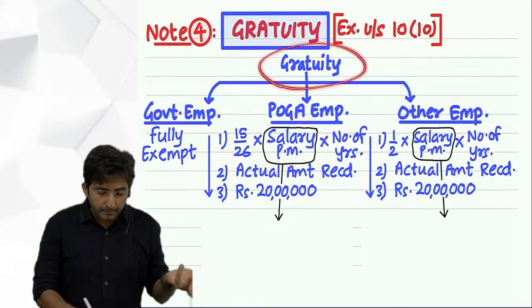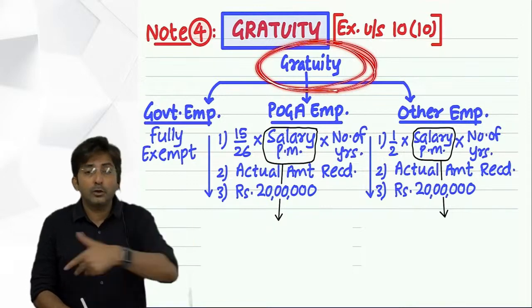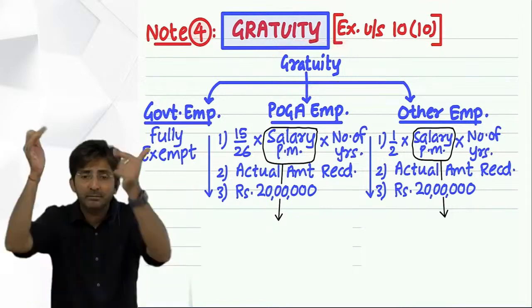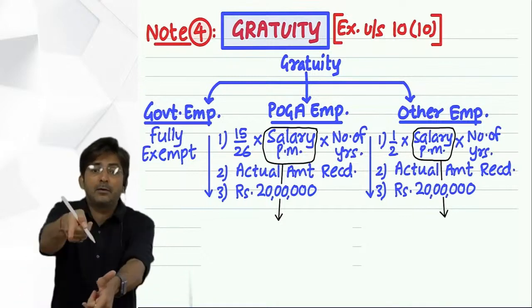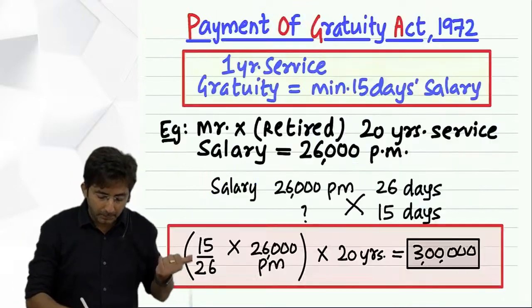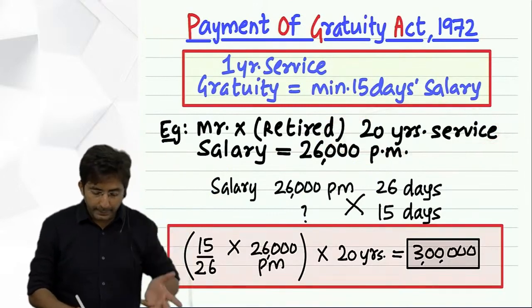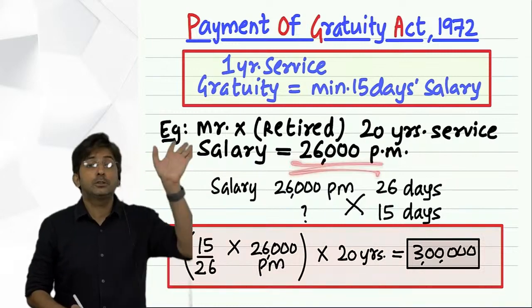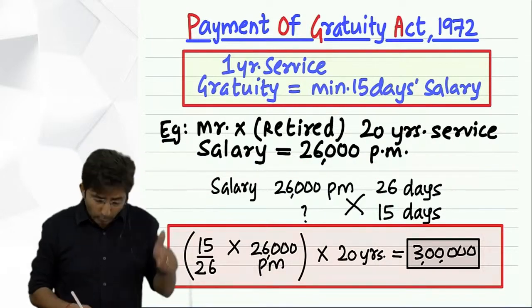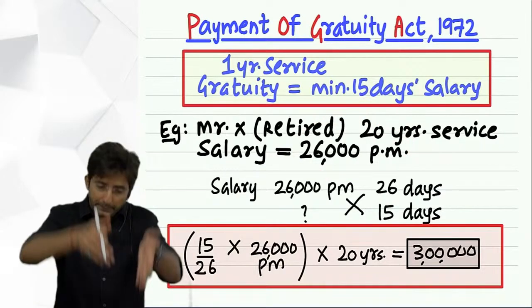See, the gratuity matter arises at the time of retirement, and throughout your service your salary kept changing. So which salary should be taken as the base? The latest, at the time of retirement. For example, this employee worked for 20 years. Every year his salary was not 26,000. When he joined, he might have joined with a 5,000 salary. Today it has become 26,000. And we have to take today's salary only.